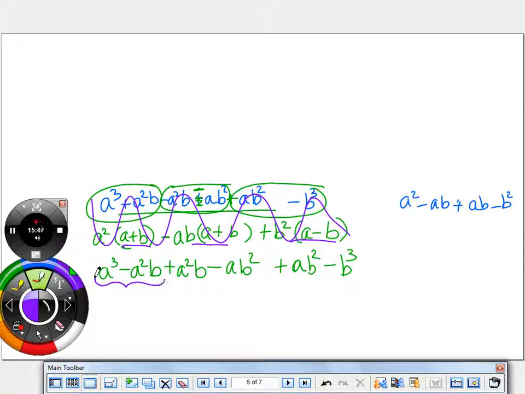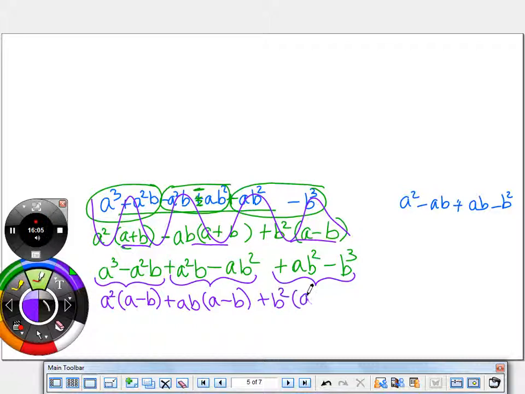So when I factor out of here, if I factor out a squared, I'm left with a minus b. And then out of here, if I factor out ab, I'm left with a minus b. And then out of here, if I factor out b squared, I'm left with a minus b. Okay? Better, right? Now, what's the common factor that all three of my terms have in common? A minus b.